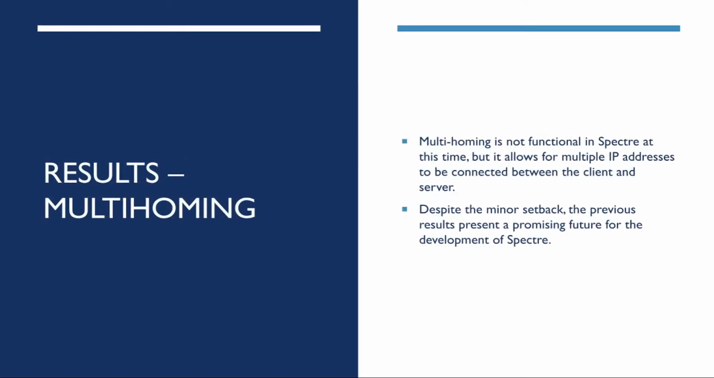For multi-homing, unfortunately in this presentation, I wasn't able to get multi-homing fully functional, but multi-homing allows for multiple IP addresses to be connected between the client and the server. But despite this, the results that I've already gotten from the other functionality presents a very promising future for Spectre, and I will continue to work on multi-homing to get it functional.